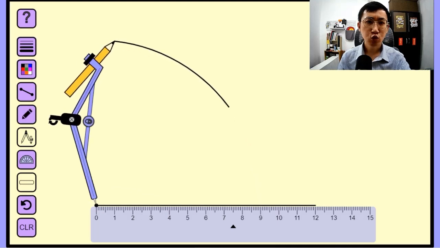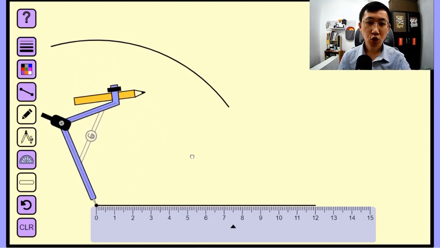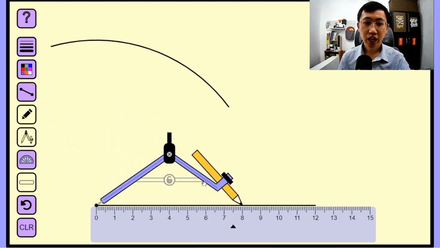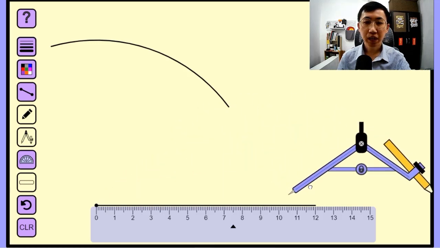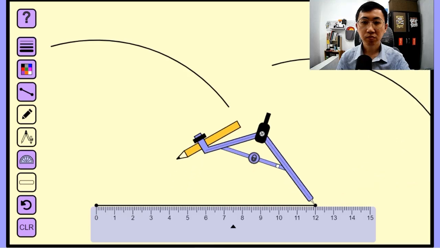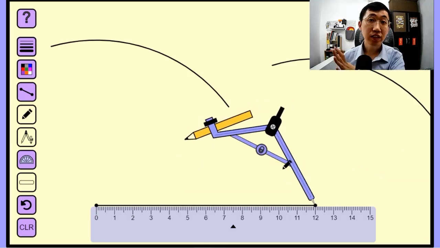So remember, do not erase. Roughly like this is enough. You just want to find the intersection. Okay, so now we are going to open the other length, which is 8 centimeter. Once you're happy with it, 8 centimeter, place it at the other end. Place it at the other end of your 12 centimeter line. Okay, and then you draw.